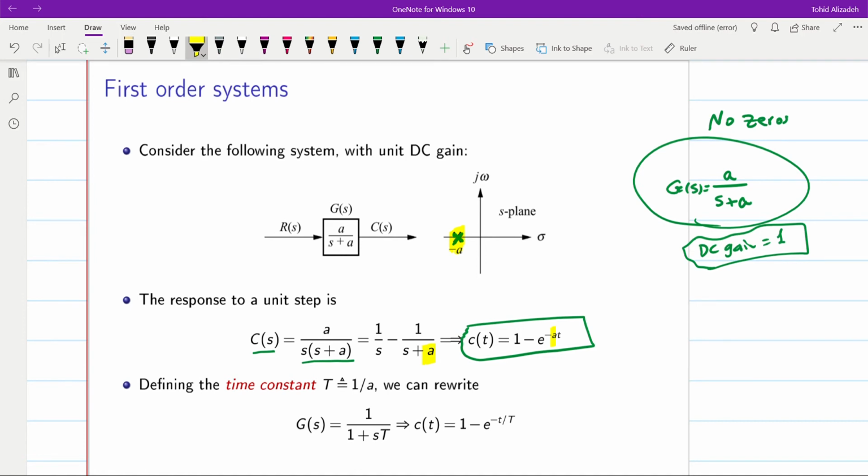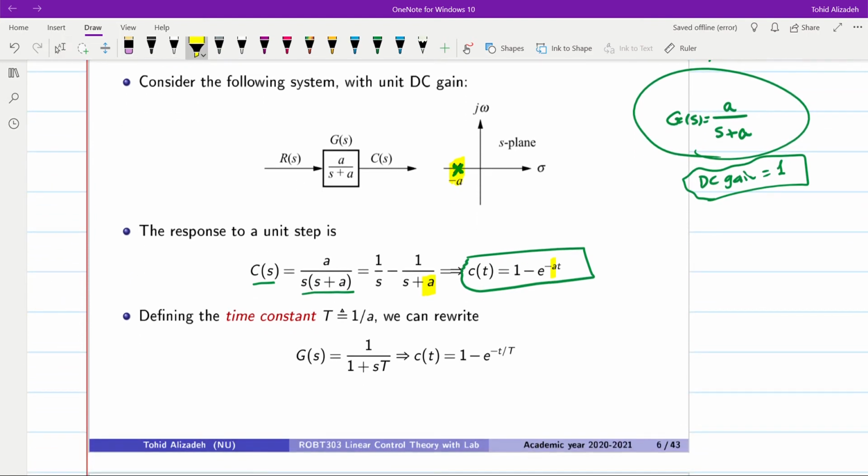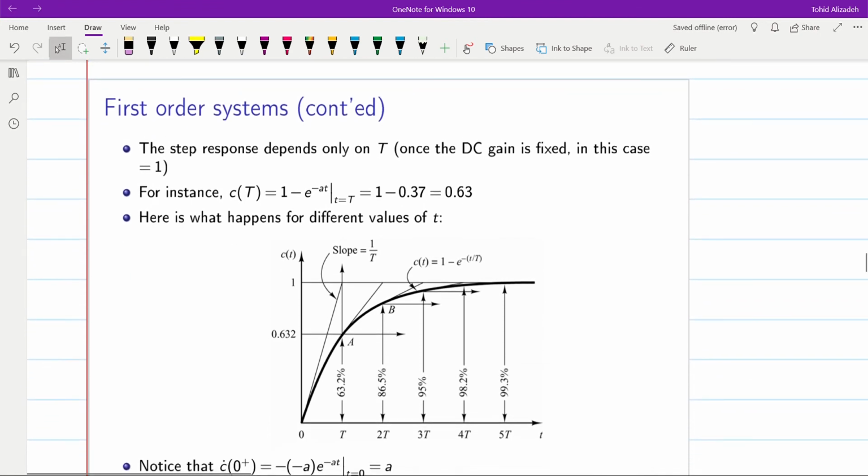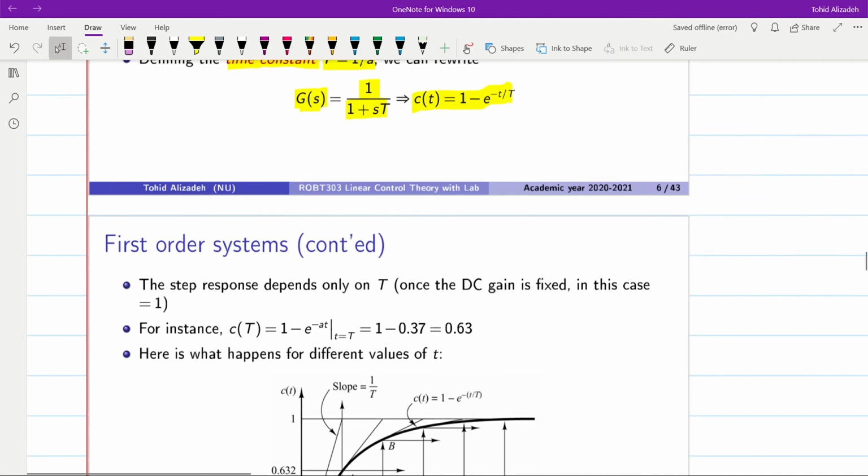So you can see that if a gets very small or if it gets very big, then the step response of the system will be changing. Since the location of the pole of the first order system is important, we define a term which is called time constant T, and it's defined as 1 over a, where a is the location of the pole of the system. Then we can rewrite the first order system in this form. Instead of a over s plus a, we will have 1 over 1 plus s times T, and the step response will be in the form of 1 minus e to the power of minus t over capital T. So the capital T is the time constant for the first order system. And we have seen that the step response depends only on T. And we have assumed that the DC gain of the system is equal to 1.